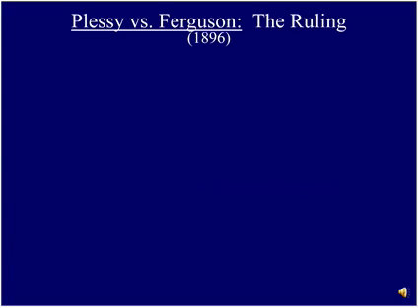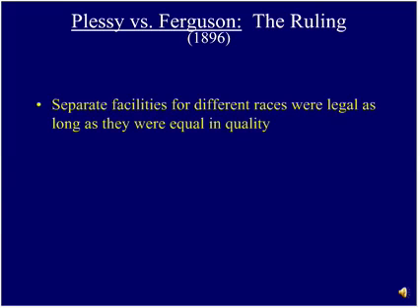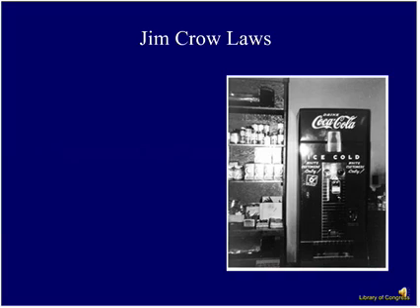By an 8-to-1 margin, the Supreme Court ruled that separate facilities for people of different races were legal, as long as they were equal in quality. This gave us the so-called separate but equal doctrine. That separate but equal ruling allowed local communities to pass their own segregation laws.